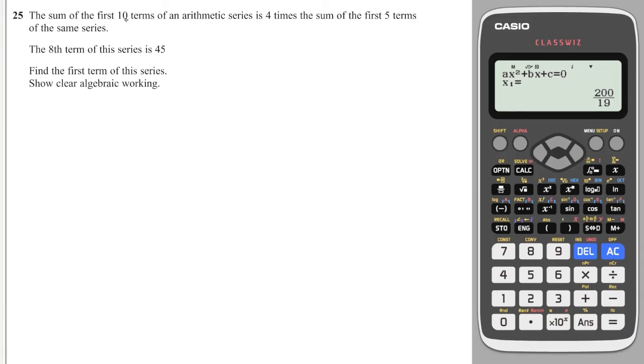Okay, final question. The sum of the first 10 terms of an arithmetic sequence is 4 times the sum of the first 15 terms of the same series. Okay, let's use that information. So we know our formula for the summation is n over 2, 2a plus n minus 1 d. And the first 10 terms, so 10 over 2, open brackets, 2a, we don't know what a is yet, plus n minus 1 is 10 minus 1, which is 9, so 9d.